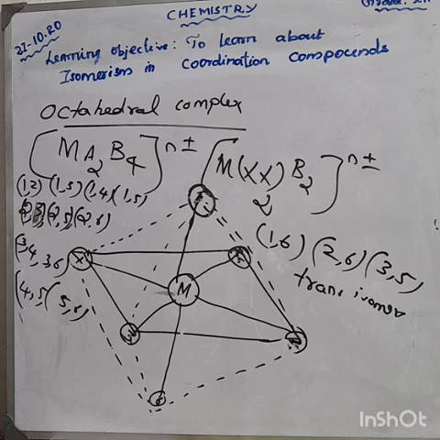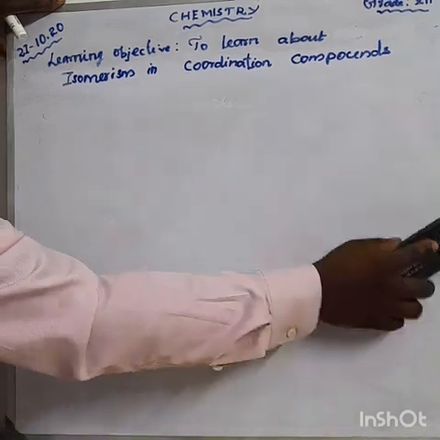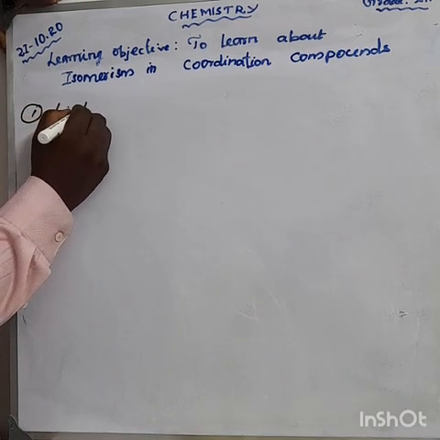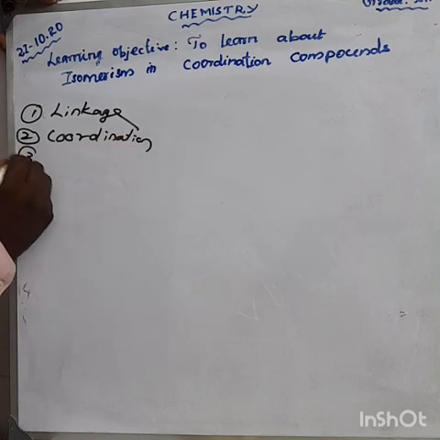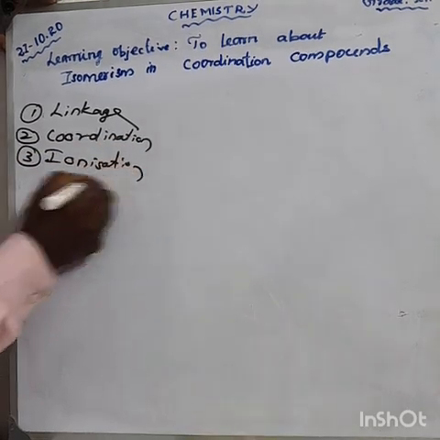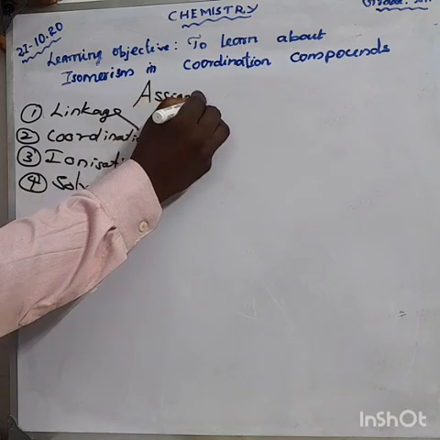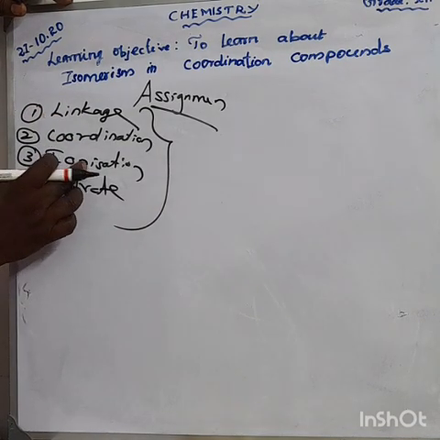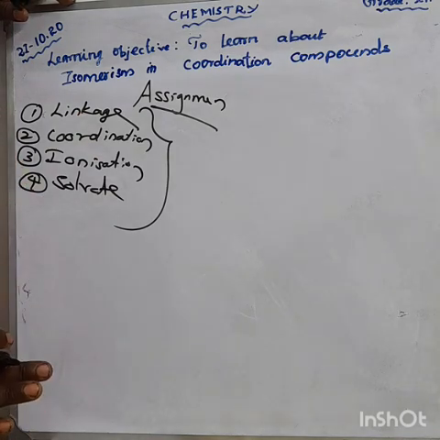Our today's assignment: I am giving only the definition and the example, that is enough. First, linkage isomerism. Second, coordination isomerism. Third, ionization isomerism. Fourth, solvate isomerism. We are expecting only the definition and the example for each. Definition and example is enough.